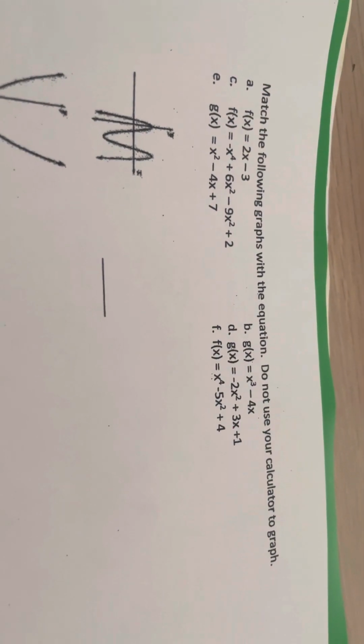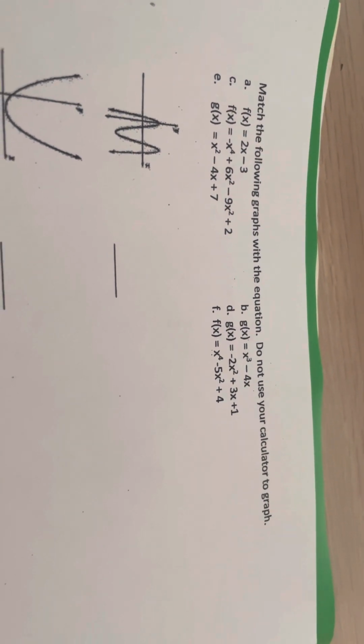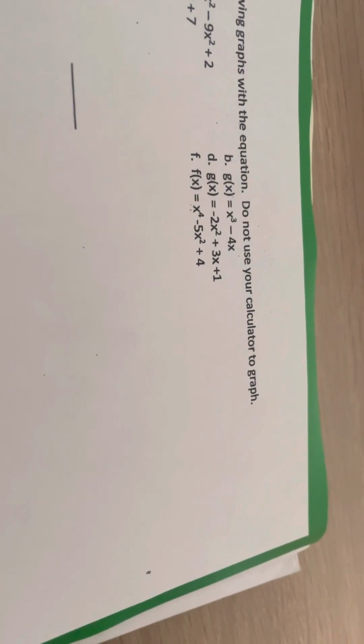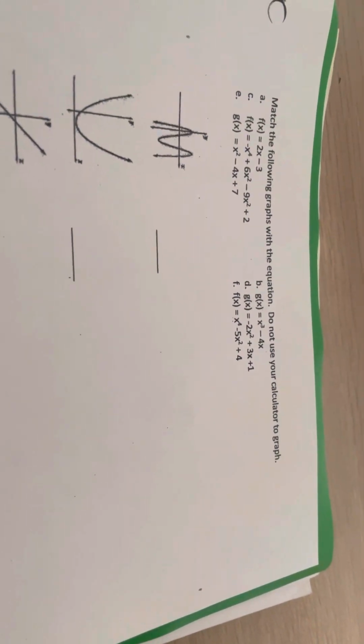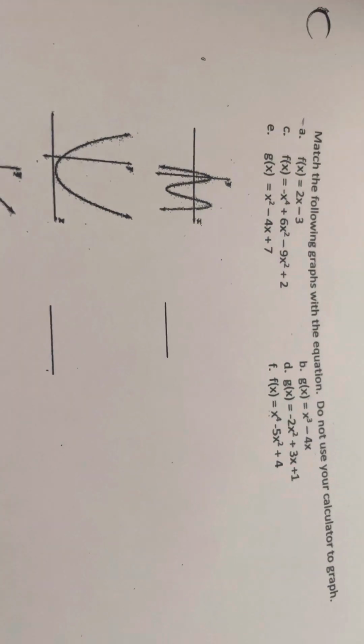Now, we are given f of x and g of x, functions of polynomials, and we are asked to match the graphs with the equation and to not use the calculator. That is the one catch to this whole thing. So I'm going to look at part A here. Now, part A should be pretty straightforward.